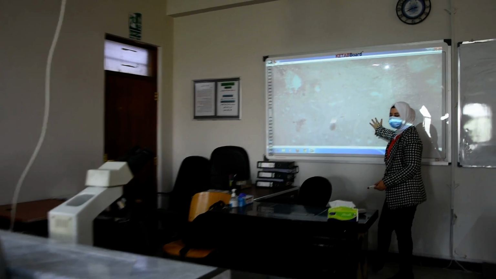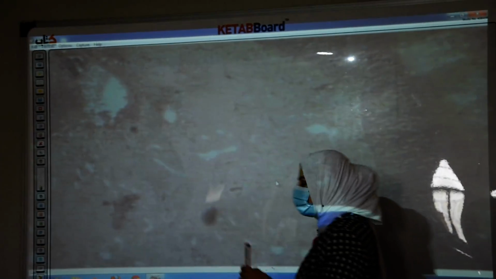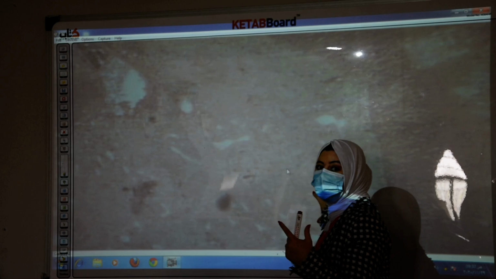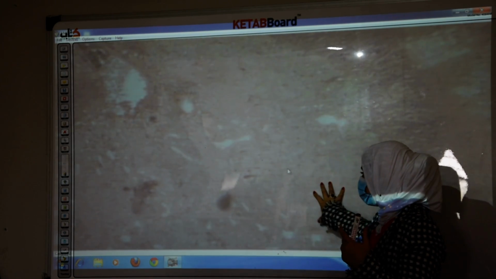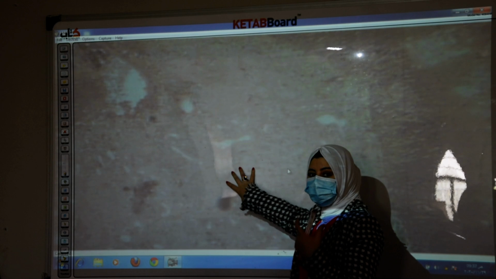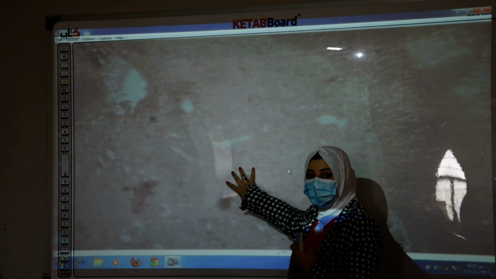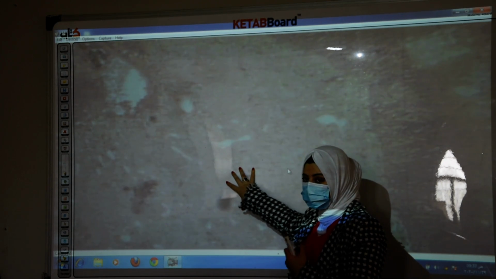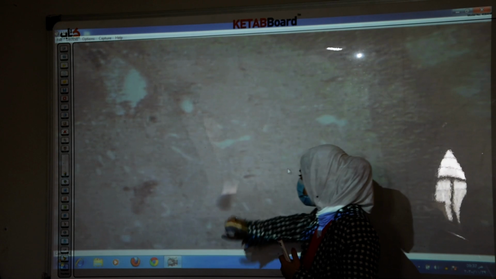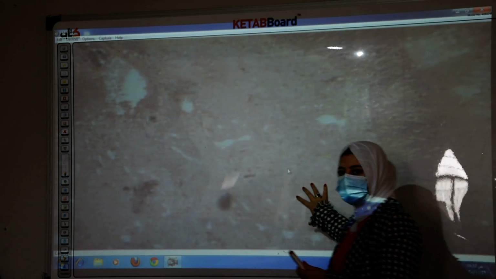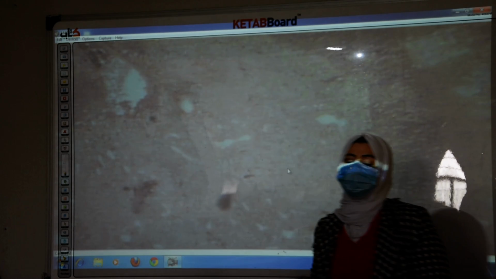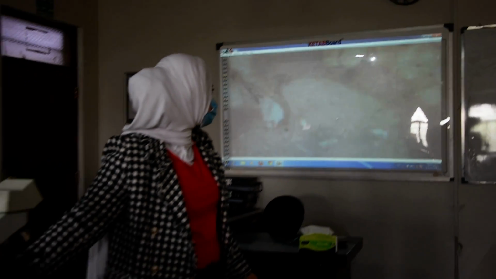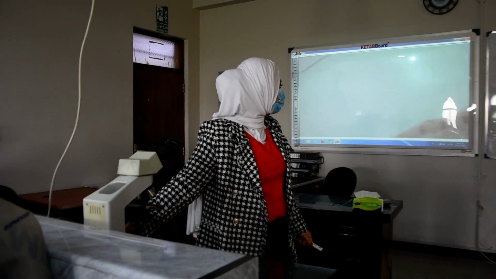Its parenchyma also contains two types of cells. Number one is chromaffin cells. Number two is sympathetic ganglion. The chromaffin cells secrete the catecholamines, epinephrine and norepinephrine, and the sympathetic ganglion acts as supportive cells. Also, we can see a central vein.